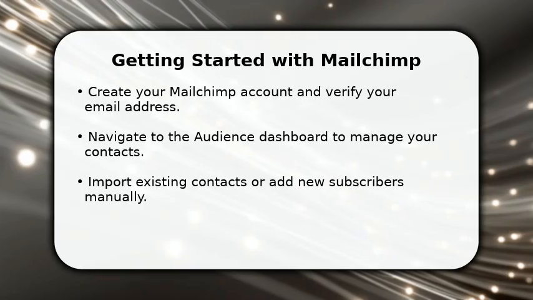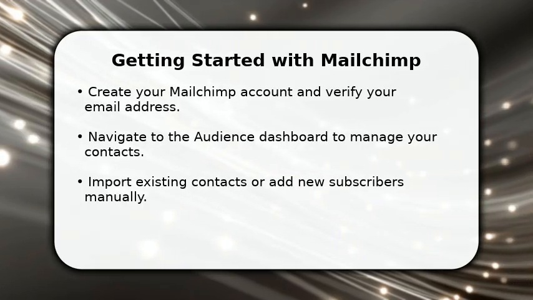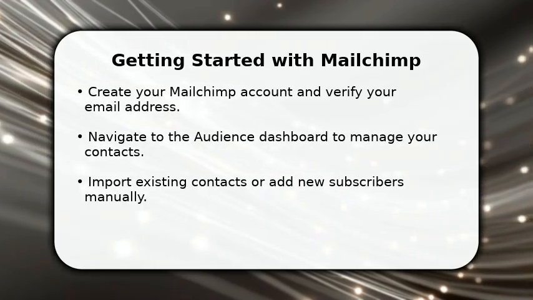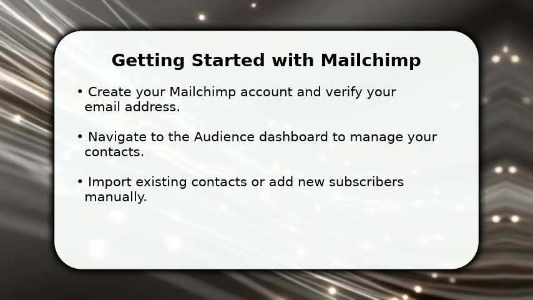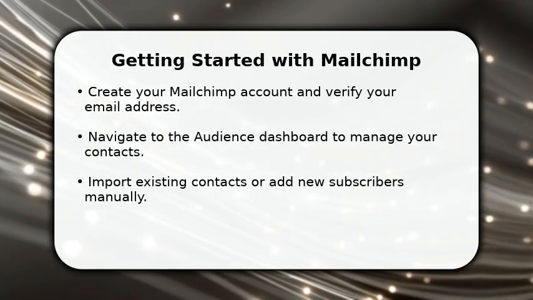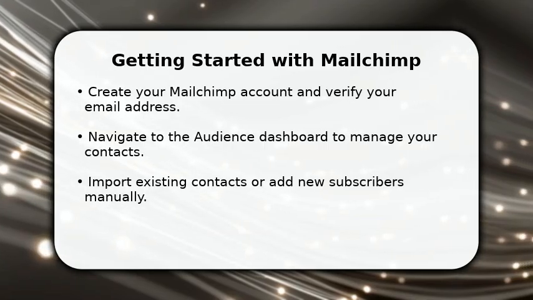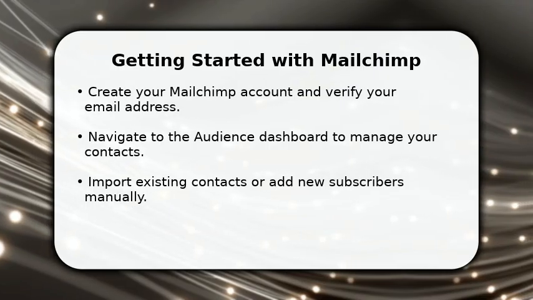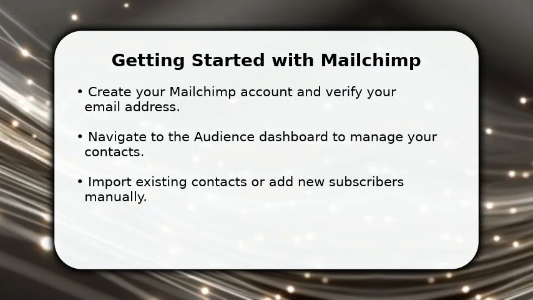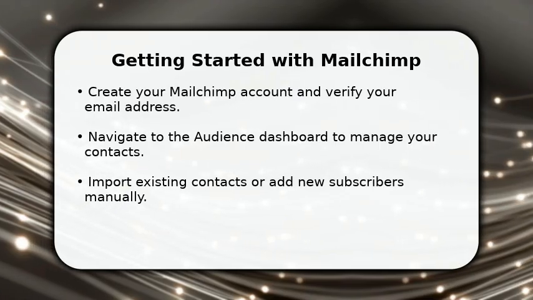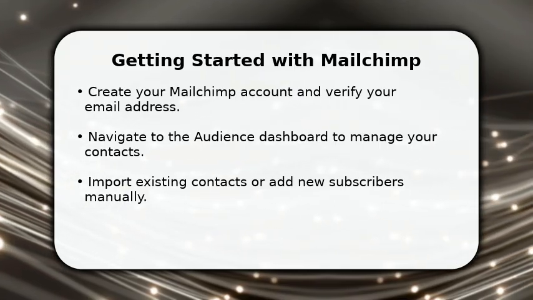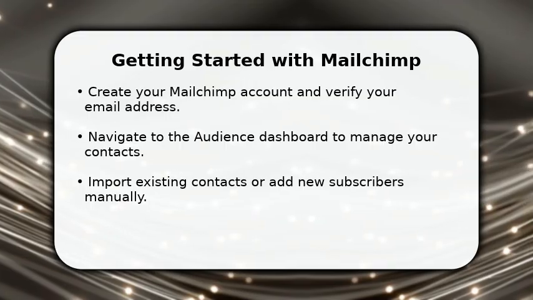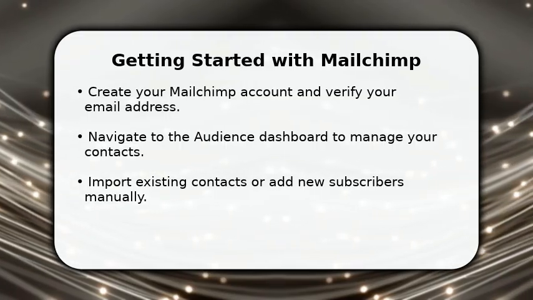In this video, I will explain how to set up Mailchimp email. First, you will create your free Mailchimp account and verify your email address. Once logged in, navigate to the audience dashboard. Here, you can manage all your contacts. You can easily import existing contacts from a file or add new subscribers manually, ensuring your list is ready for your first campaign. This initial step is crucial for building your email foundation.